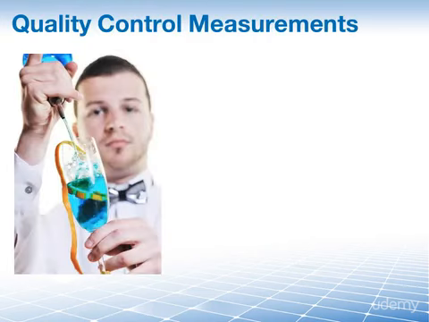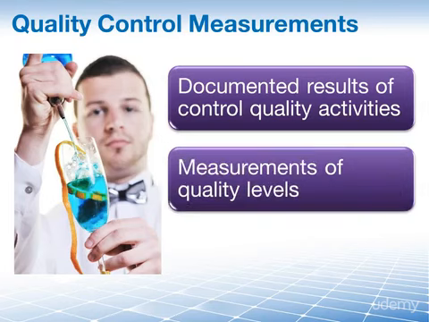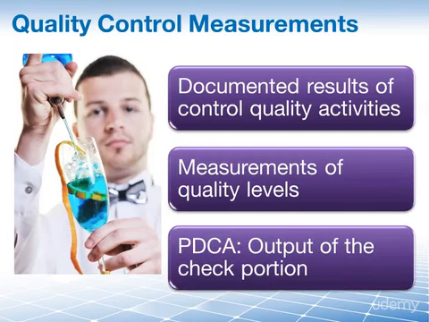Our first output, the quality control measurements, are the results of the control quality activities. These are the results that we documented. As the control quality process is performed, important measurements of quality levels and compliance are a normal output. Remember the plan, do, check, act cycle? Well, these measurements are an output of the check portion of this cycle, and we now will hand them back to be acted upon, and then they may be used for replanning.